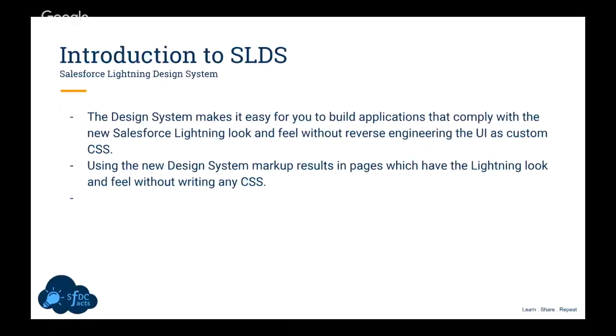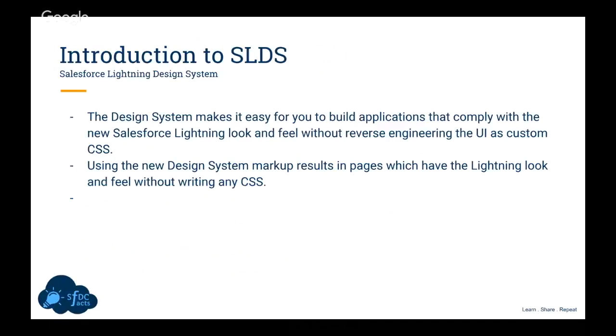So let's start with SLDS. SLDS makes it easy for you to build applications that comply with the new Salesforce Lightning look and feel. What does this mean? SLDS will give you pre-built CSS classes, pre-built icons, or design tokens that you can simply use in your Lightning component, and you do not even have to write any single line of CSS code by yourself. You do not even have to include any other icons. You can simply pick those up from SLDS and use them in our Lightning component file.